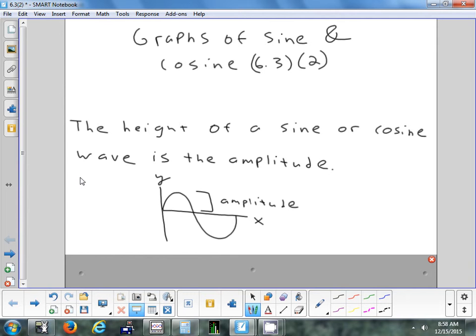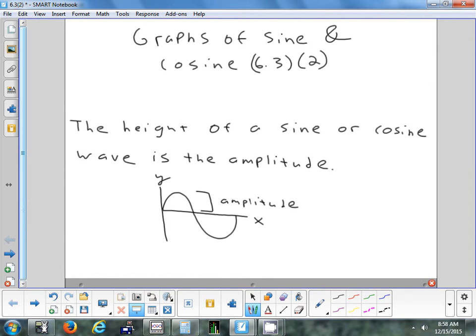Right, and since the amplitude is a height, what kind of number does height always have to be? Yeah, it always has to be a positive number. All right, so when we talk about the amplitude of a sine or a cosine function, it's never negative.